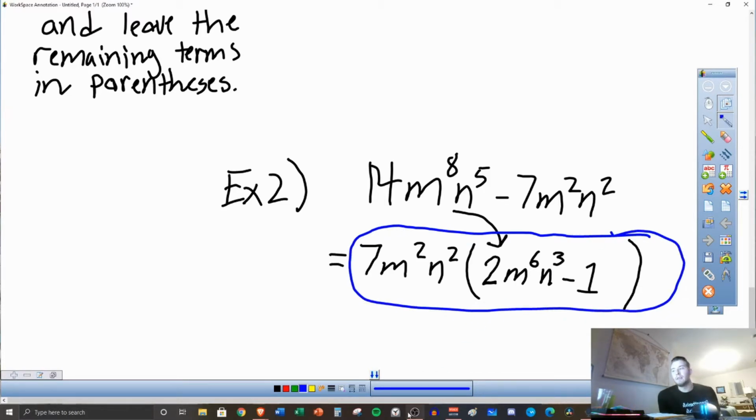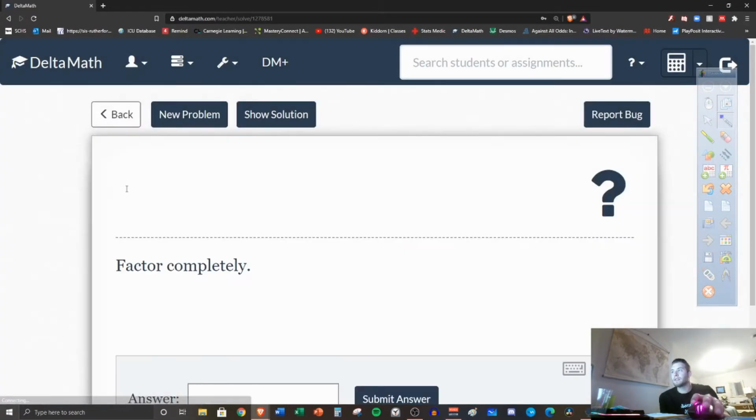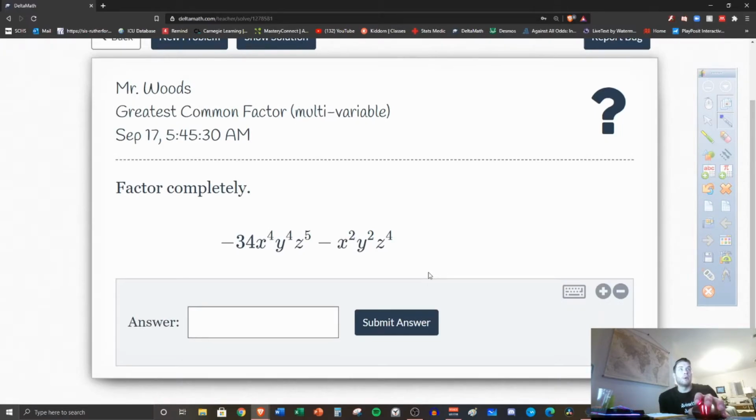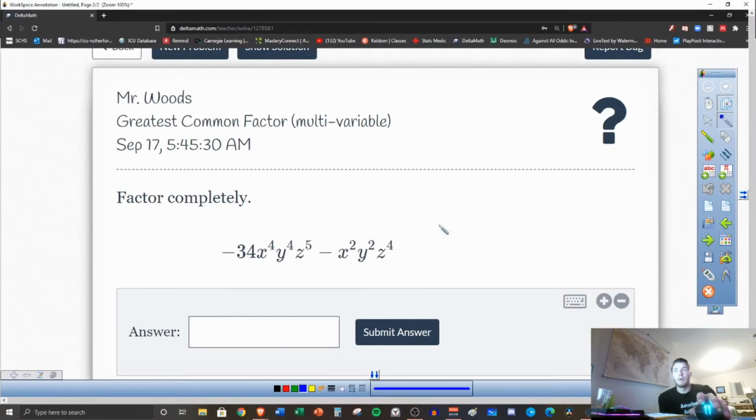Let's look at a Delta Math problem, okay? Get some of these skills. So greatest common factor, multivariable. We got a pretty complicated one right here, but that's okay. Let's go ahead and I'll write on this. Let's do the same process.